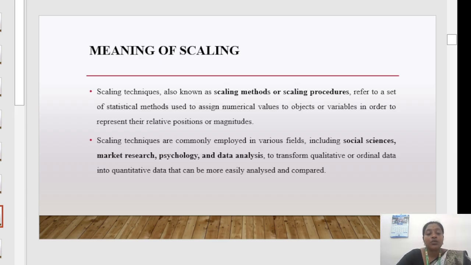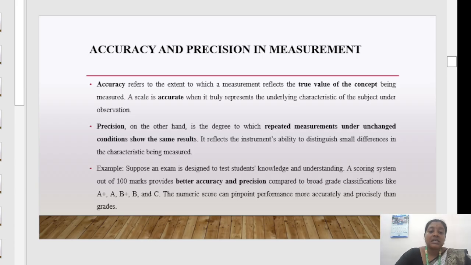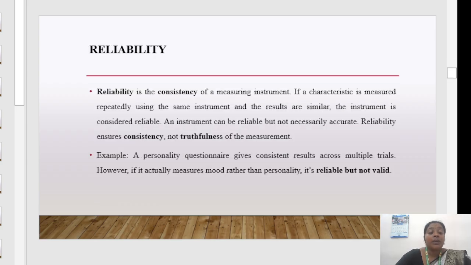The test of sound measurement. A sound measurement system must possess reliability, validity, and practicality. Reliability refers to the consistency and stability of a measurement instrument. A reliable instrument produces similar results when used repeatedly under the same conditions. Validity refers to the extent to which an instrument measures what it is intended to measure.